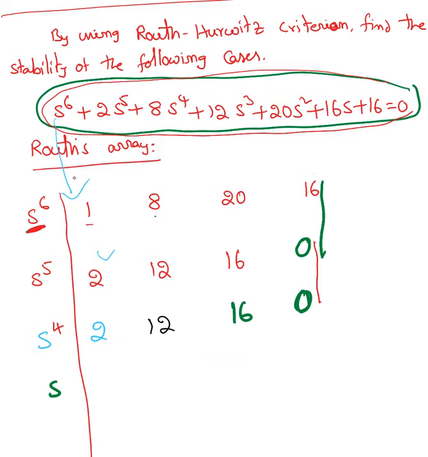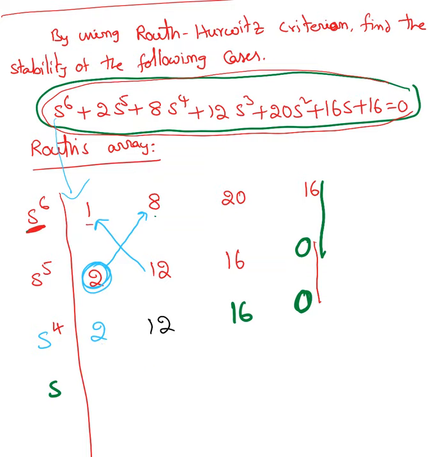Now the next one is s to the power of 4. Okay, so to get the constant here for s to the power of 4, how did I get this 2? So multiply these two, 8 times 2 minus 12 times 1, divided by this constant right there. Okay, so 8 times 2, 16 minus 12, which is 4, divided by 2, equal to 2. That's how I end up getting 2 there.